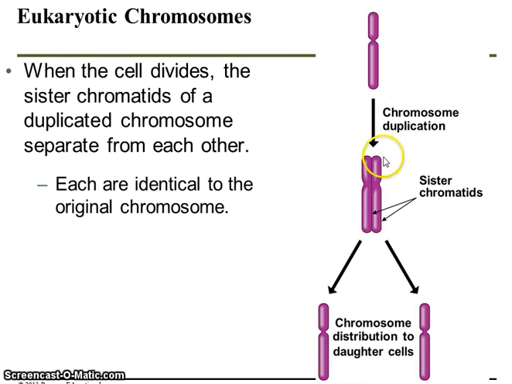Here's a nice showing of how that works. Original parent cell has this chromosome. You double it into identical copies, sister chromosomes attached at the centromere. And then for each new cell, you're going to make sure that each new cell gets one copy of that chromosome.